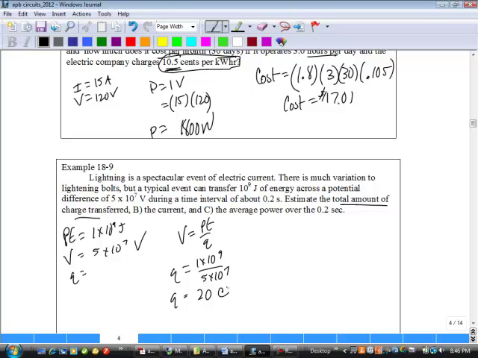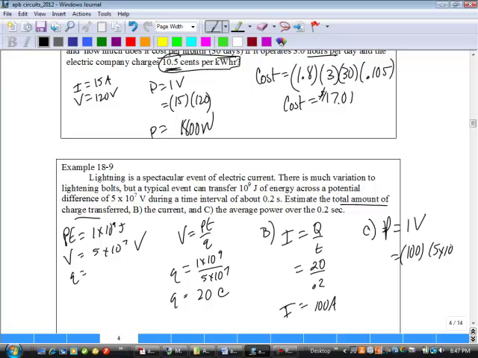Estimate the current. Well, once I have charge, I can say I equals Q over T. So 20 divided by 0.2 will give me my I, and that provides me with 100 amps. Wow. And then calculate the power. Power is going to be I times V, so I'm going to have 100 times that voltage, which is 5 times 10 to the 7th. And that is a heck of a lot of power being produced. Unfortunately, it's for a super short period of time, but I get 5 times 10 to the 9th watts produced.